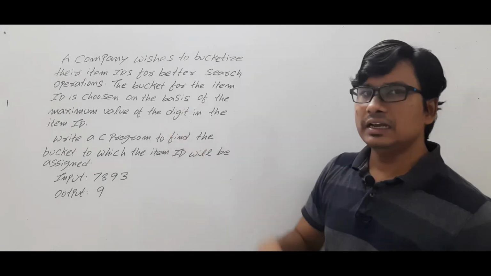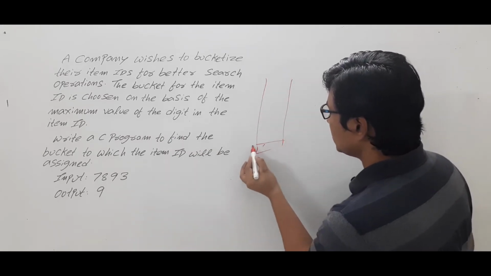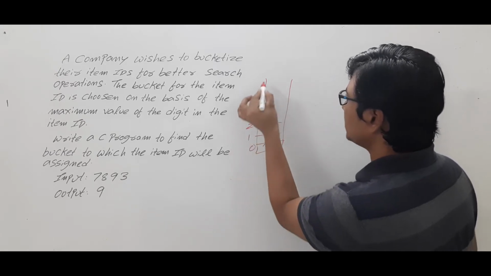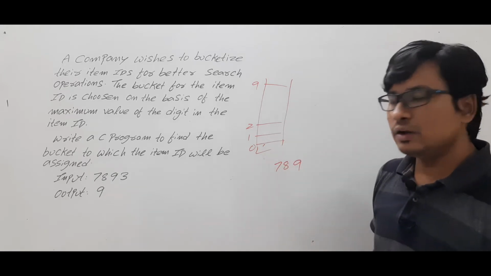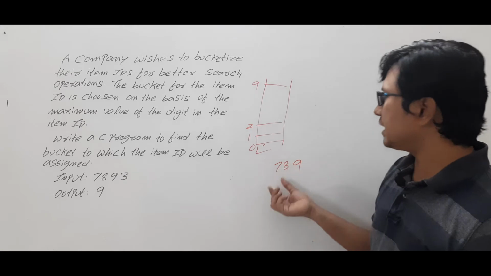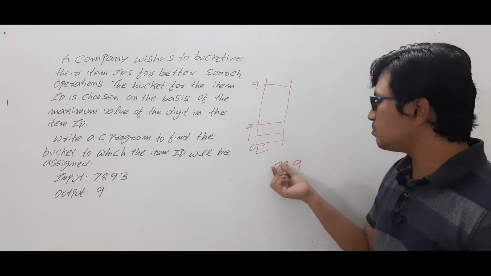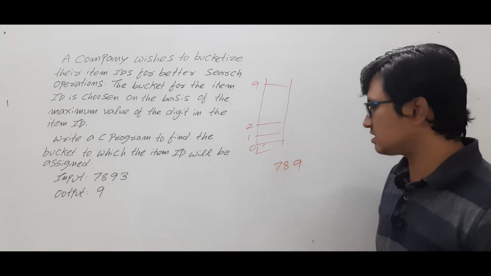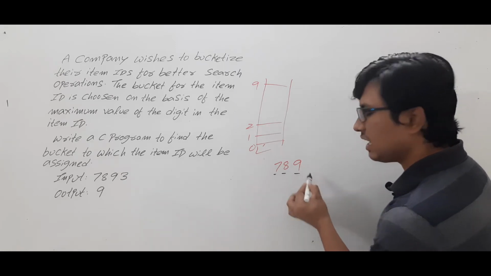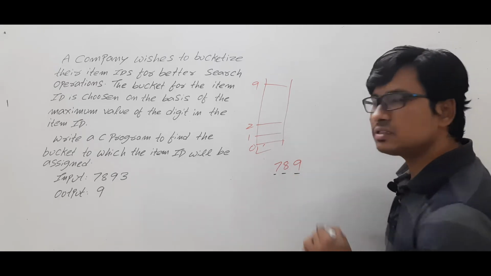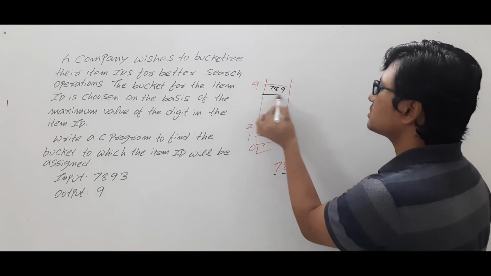What they are telling, let's take that a bucket is there from 0 index with 0, 1, 2, 3 up to 9. If you take any digit, let's take that you are taking 789. What they are telling you is to find the digit which is maximum among all the digits. If you take this number 789, what are the digits? 7, 8, 9 are the digits. Now among them, which is the largest digit or the maximum digit? 9. So at the index 9, you can place this value 789.